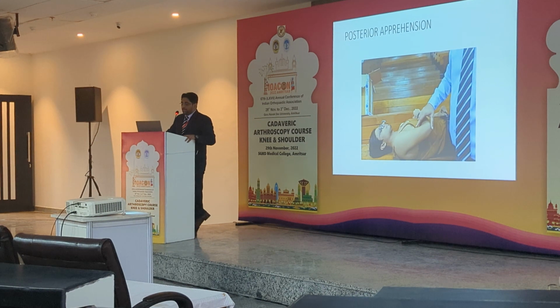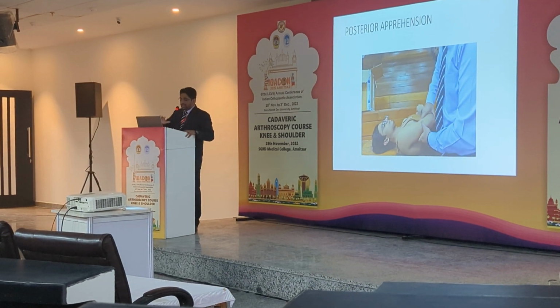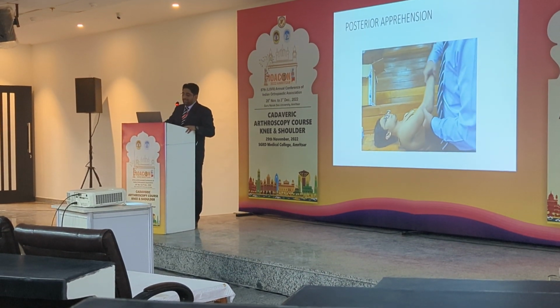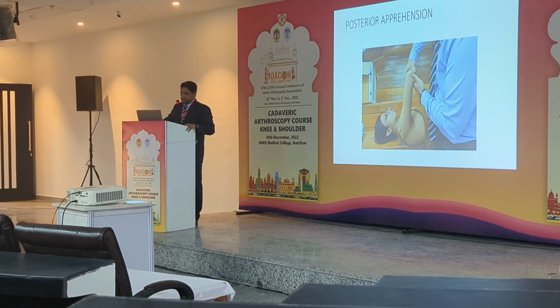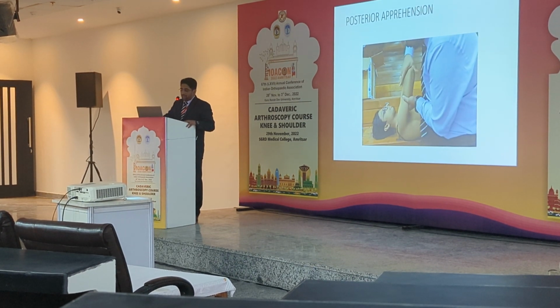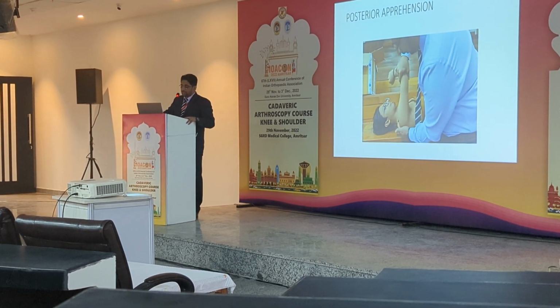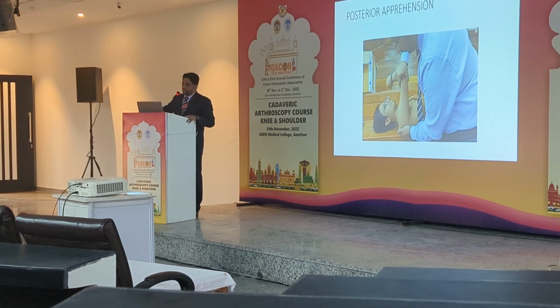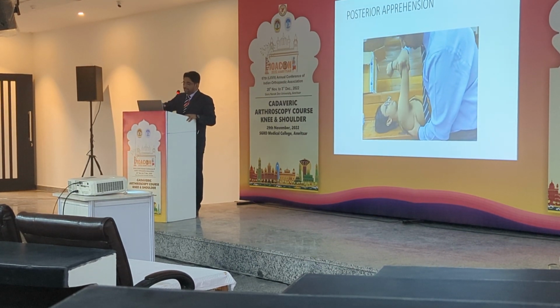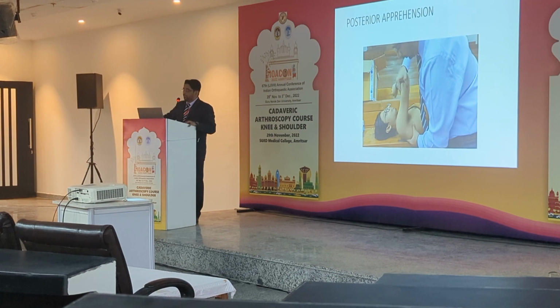In the posterior apprehension test, the patient is lying supine. We flex the elbow, stabilize the scapula with one hand and the arm with the other, and we try to push the humerus head downwards. Like in this, it is showing some grade of instability.